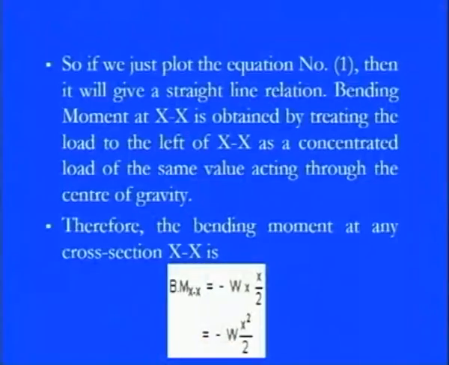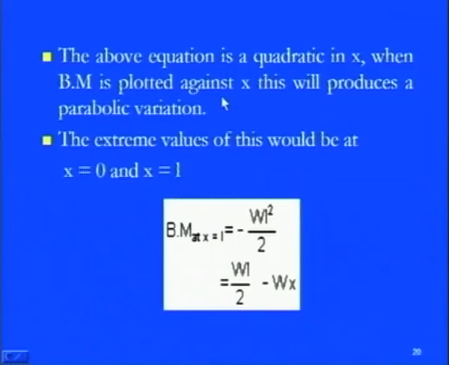So, we have the bending moment, which is a different kind of behavior: minus W x square by 2. Now there is a square term, so you will have a different kind of relation; it is not a straight relation. The above equation is quadratic in x, and as I told you, if the bending moment is plotted against x, it will produce a parabolic relation.